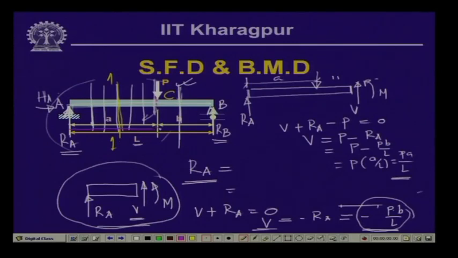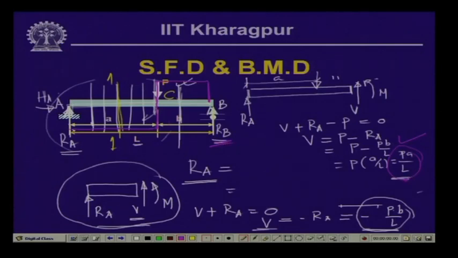Now, immediately after the concentrated load point, there is a change and we get a value of P A by L. So, from here to here there will be a change in the shear force value, and again wherever you take a section over here, you are going to get the value as P A by L. So, over this again it is constant up to this particular point, where R B again is given as P A by L.